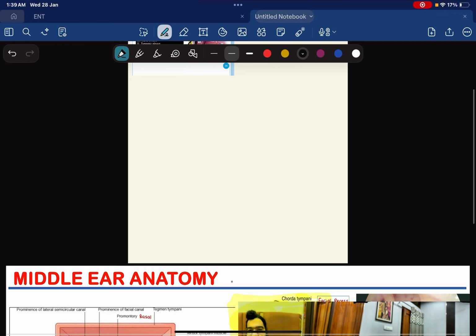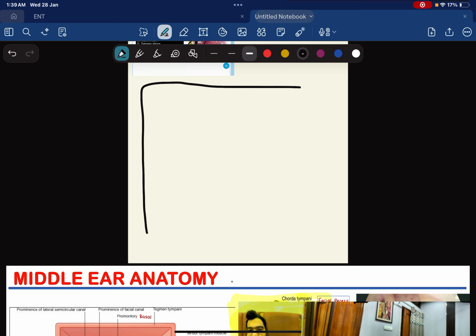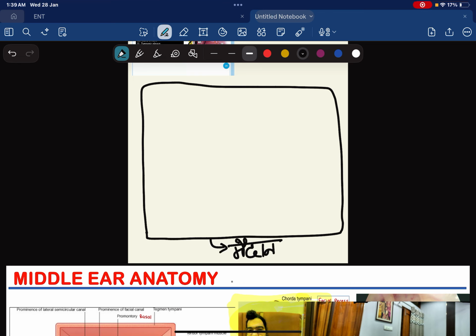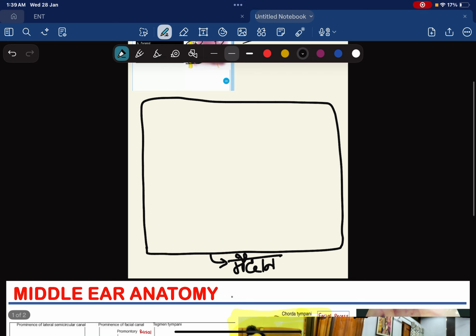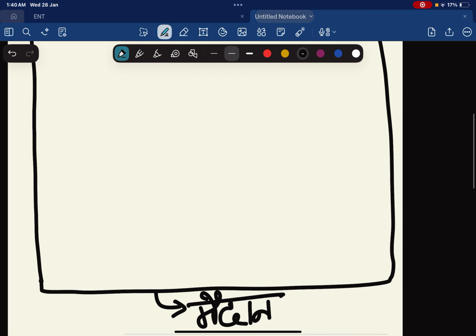Now I'll tell you a mnemonic to memorize the medial wall contents. Consider the medial wall as a maidan, and there's a guy who's here for his prom. So it will signify promontory, guy for his prom.